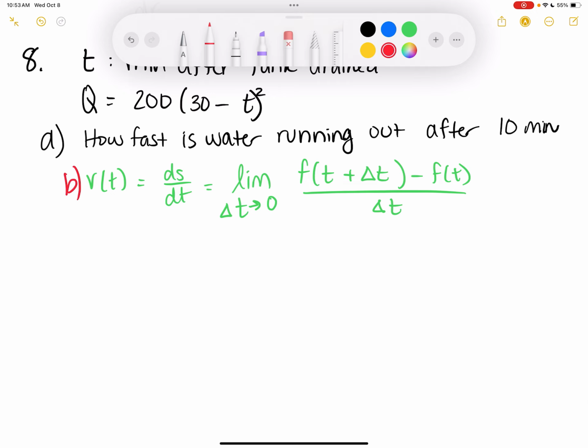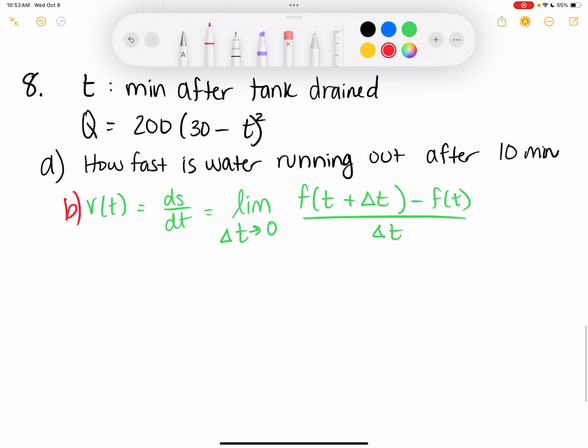Okay, so part A, I do need to factor this then. And so this would be Q is equal to 200 times 900 minus 60T plus T squared.